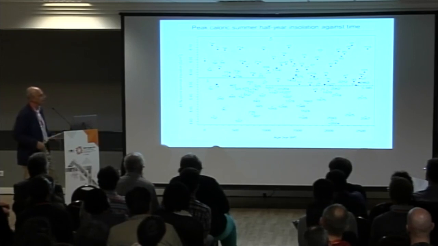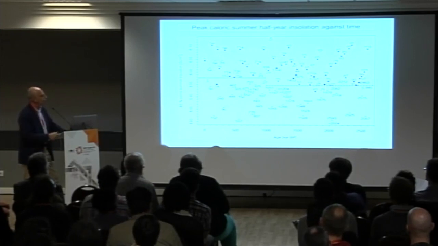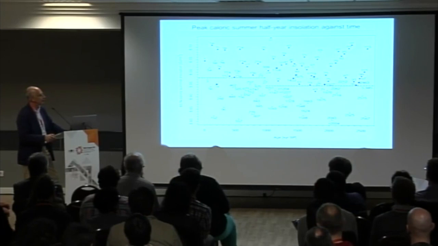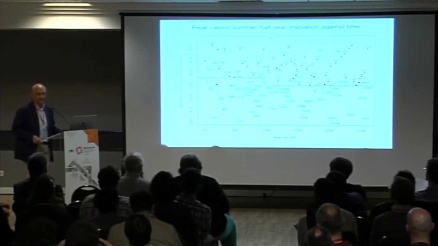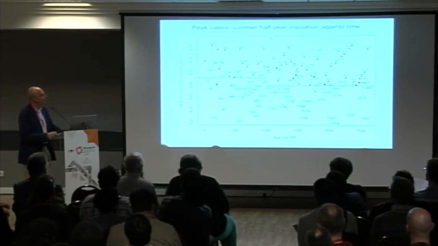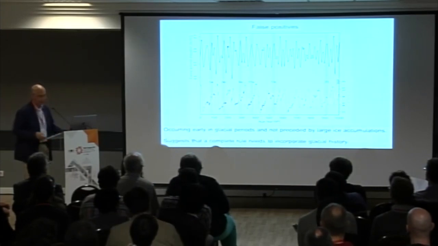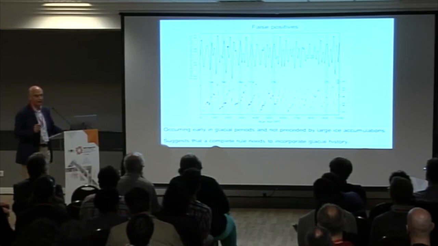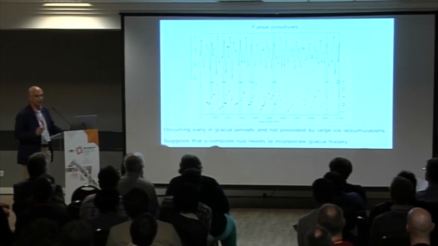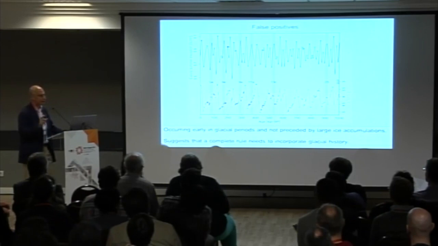After 1 million years, we can draw a line here which suggests that the threshold has been raised, but it is impossible to define an interglacial space without including some interstadials as well. And if we look at those interstadials, 5A, 6C, 9E, in detail, what we find is that they occur early in the glacial cycle, so they're not preceded by large ice accumulations. And that's a hint that maybe a simple rule needs to incorporate glacial history somehow.